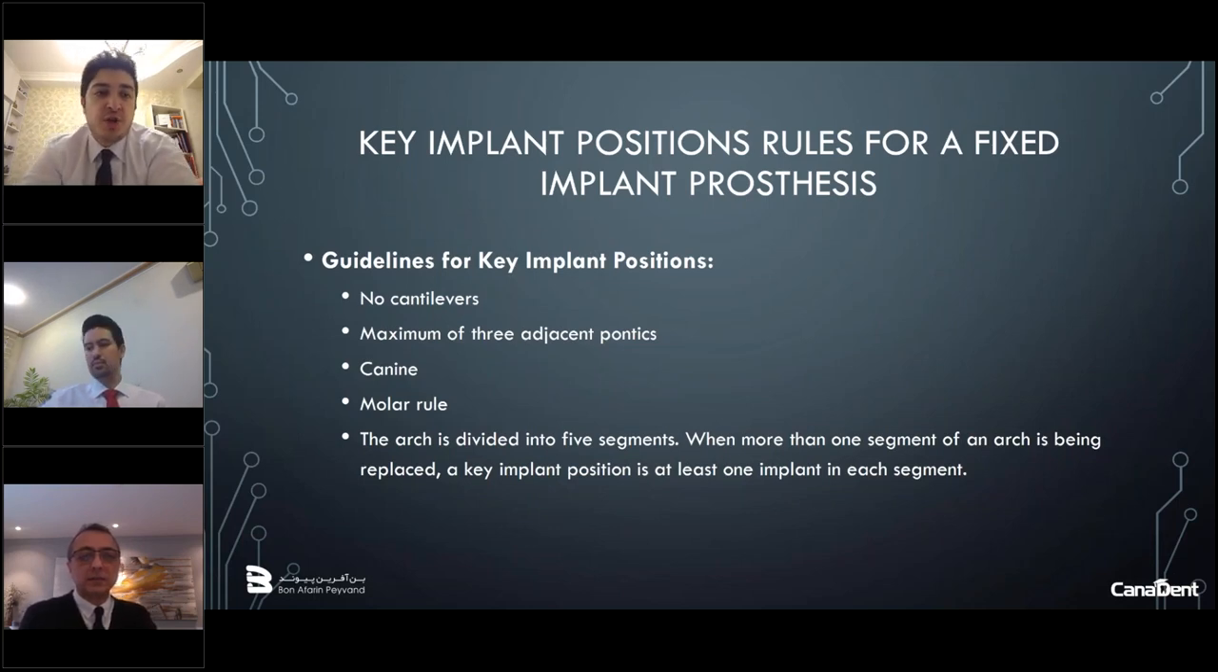Guidelines for key implant positioning are: we should never use cantilevers unless we are forced to. We can only have a maximum of three adjacent pontics. We cannot put three pontics between two implants. We must always put implants in the canine and molar regions, following the canine and molar rule and the five segment arch rule, which we will discuss in the following slides.